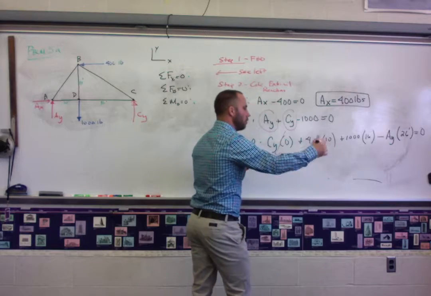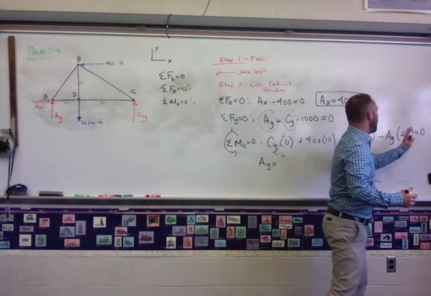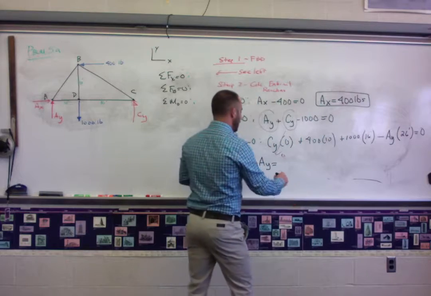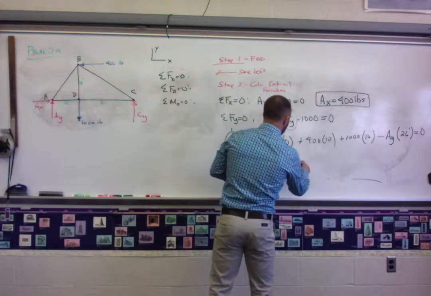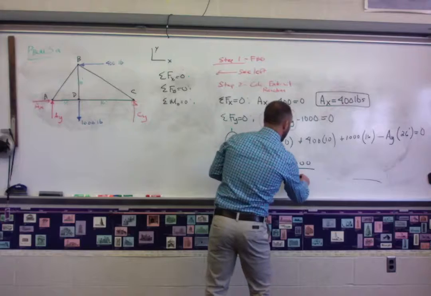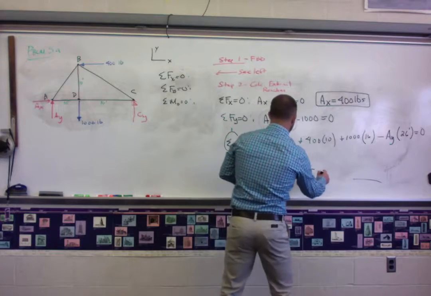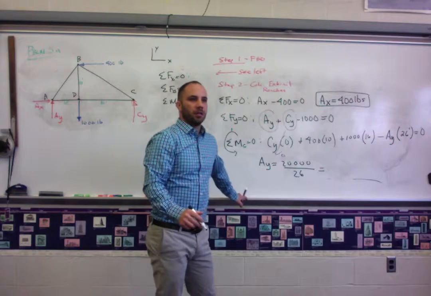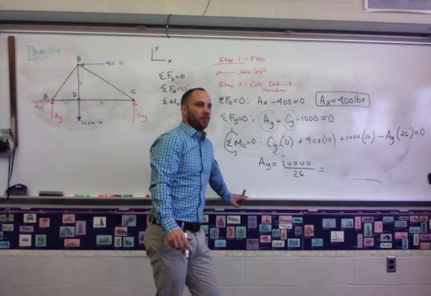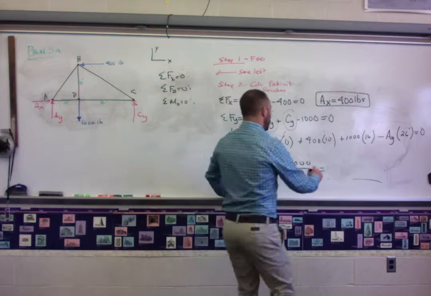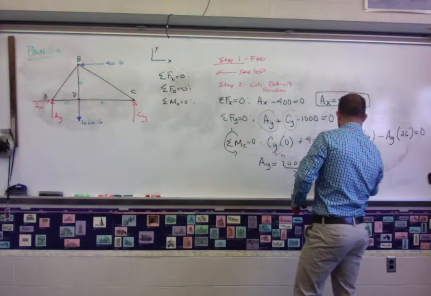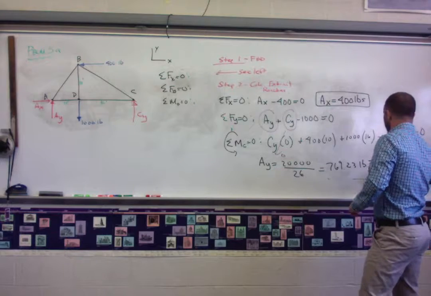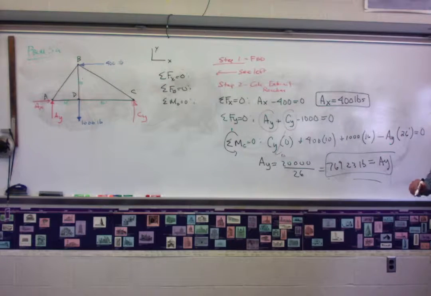Or take the positive. Well, it doesn't matter how you do it. If you want to take AY times 26 over to that side to make it positive, and then divide it out, you're basically going to get 20,000 over 26, which is equal to, somebody calculate that for me? 769.23. 769 point what? 23. Pounds is equal to AY. Okay? Box your answer.